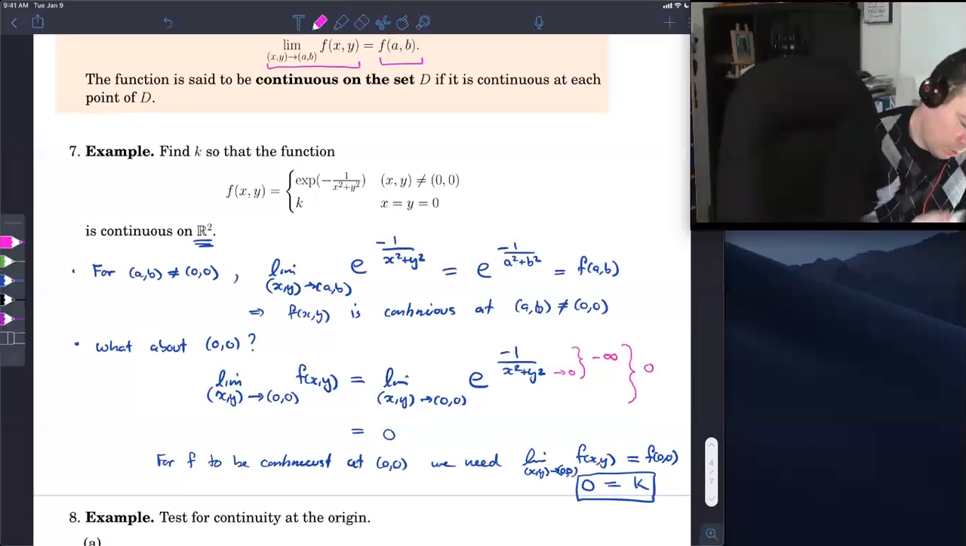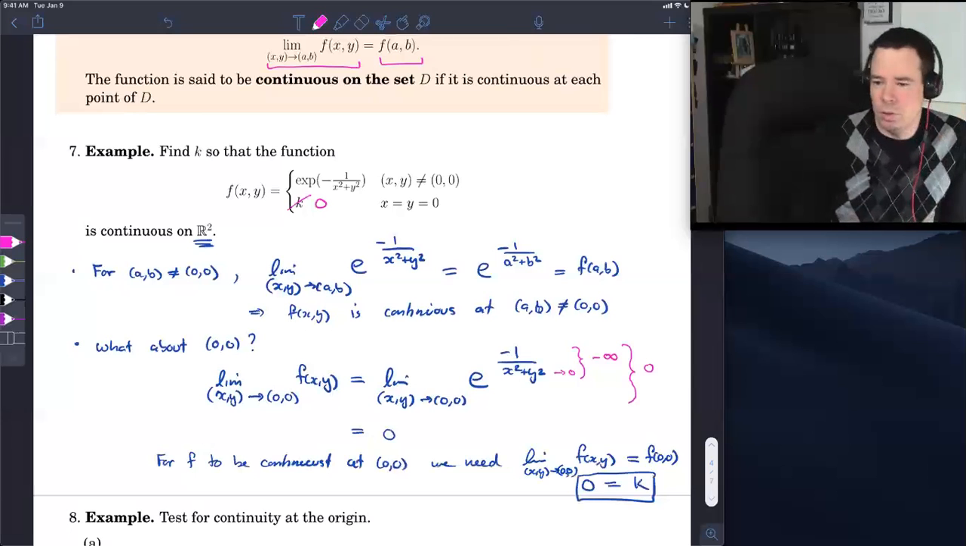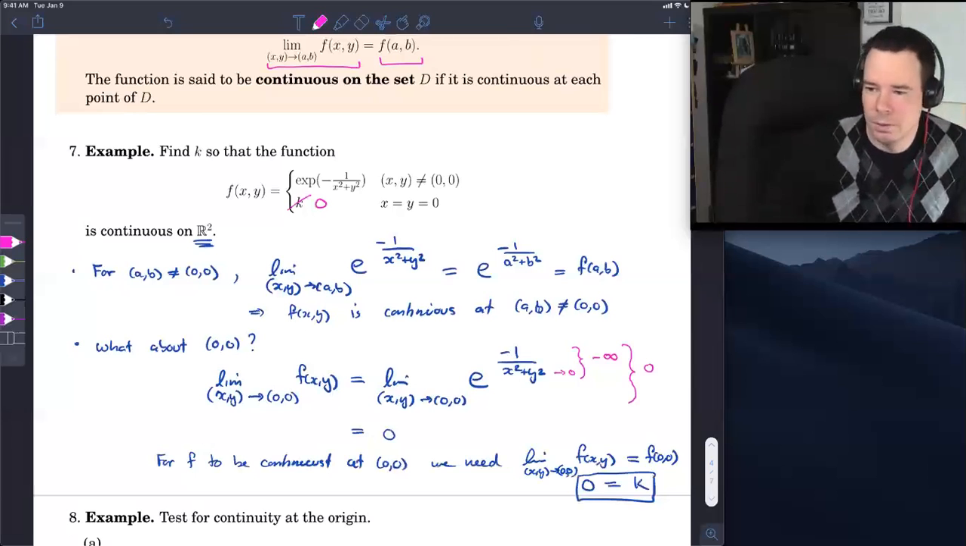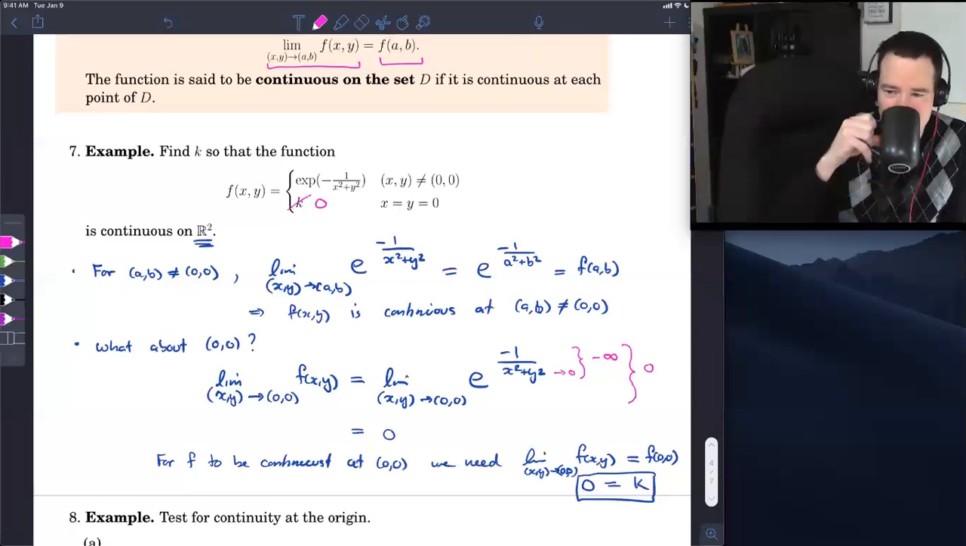So that means if we're interested in defining this function and we wanted to make sure it's defined at 0, 0 as well, that's what we should do. We should put a 0 in there for its function value at 0, 0, and then it's continuous.